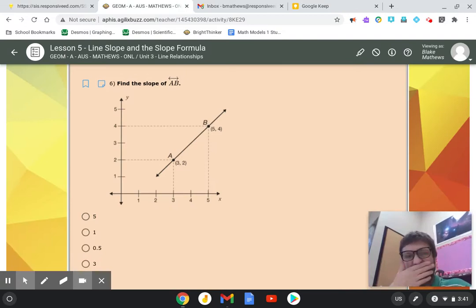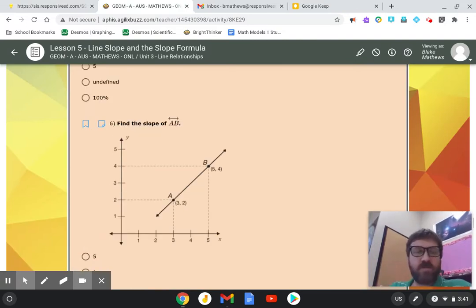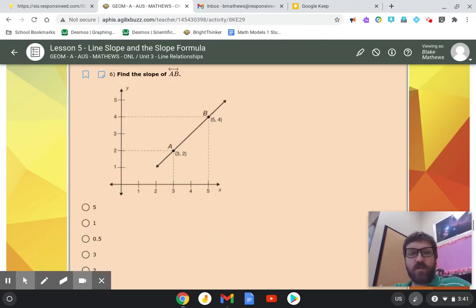And that's basically what they're having you do in number 6, find the slope. So you need to count the spaces, and they don't have a grid, but you can still do it. You can count the spaces for the rise and run, do rise divided by run, and calculate the slope that way.